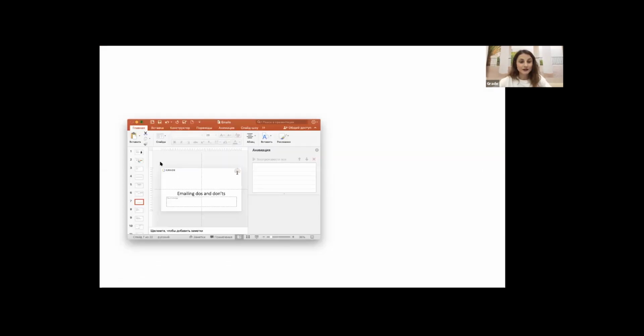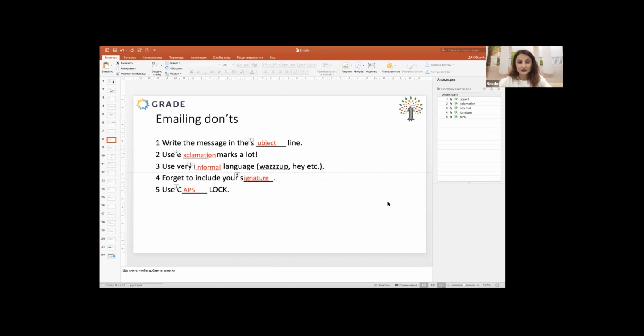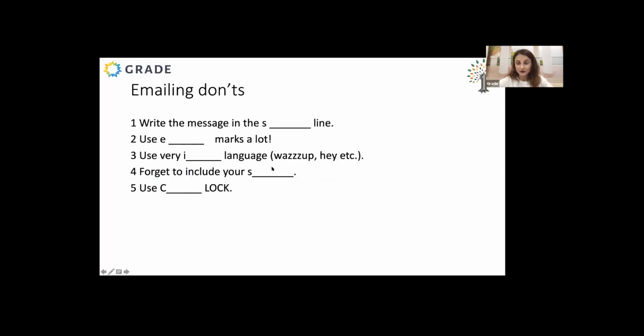And this is the slide that I have here. I also have a list of don'ts, and let's do it together. Write the message in the subject line. Yes, subject line. Use exclamation marks a lot. We have mentioned it several times today. Use very informal language. Forget to include your signature. Use caps lock. So those are don'ts, and that's not the whole list. It's not comprehensive. It goes on and on, of course.